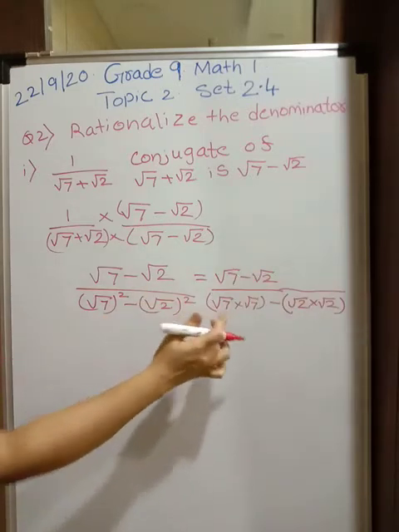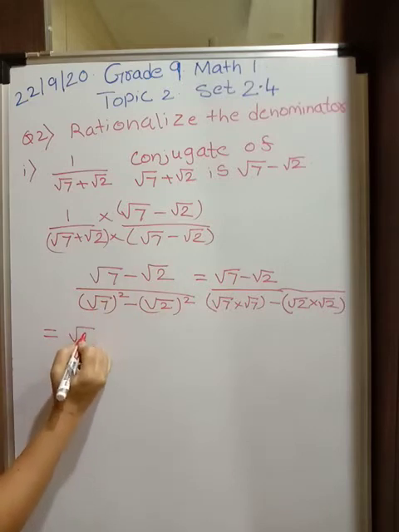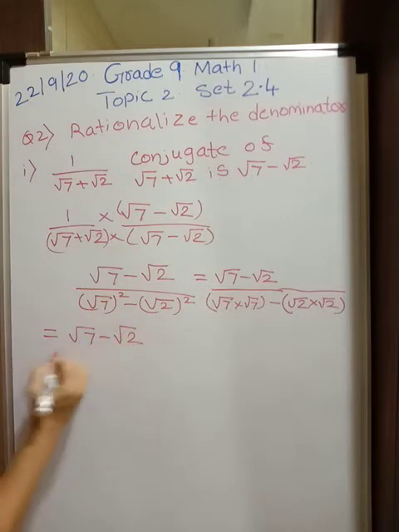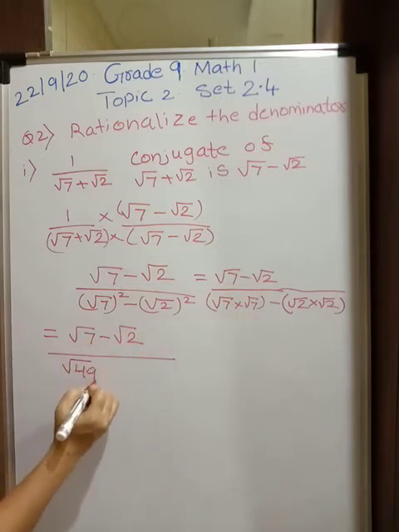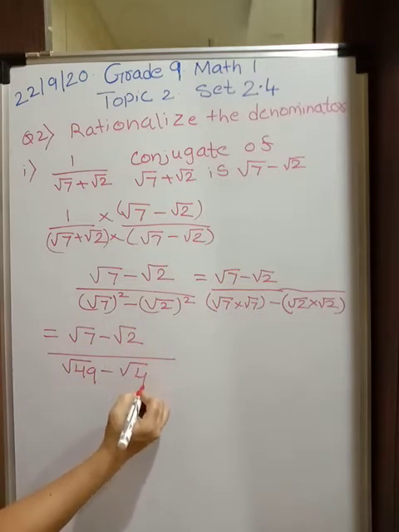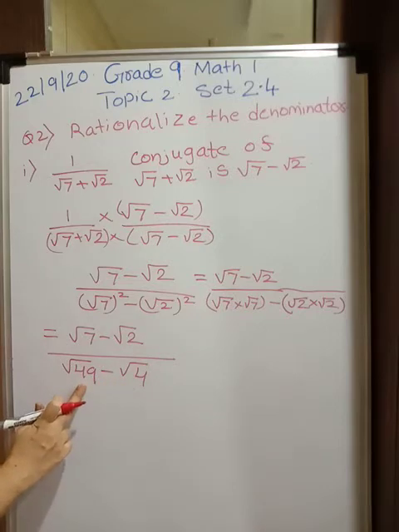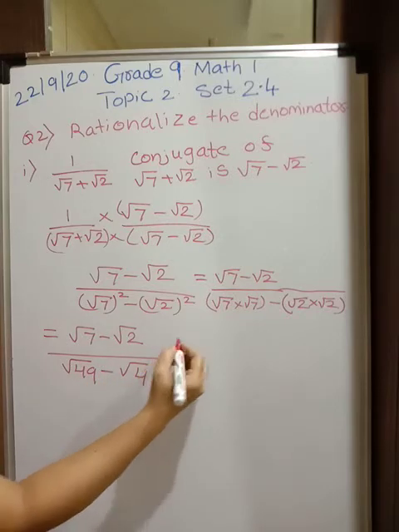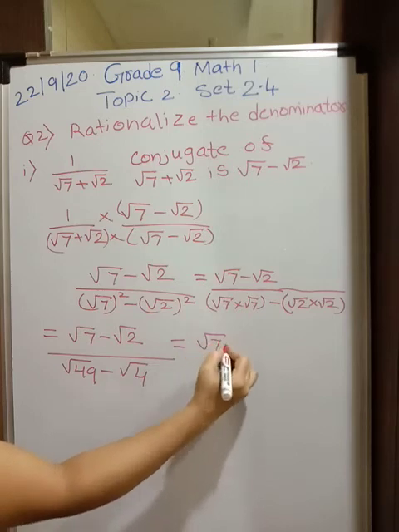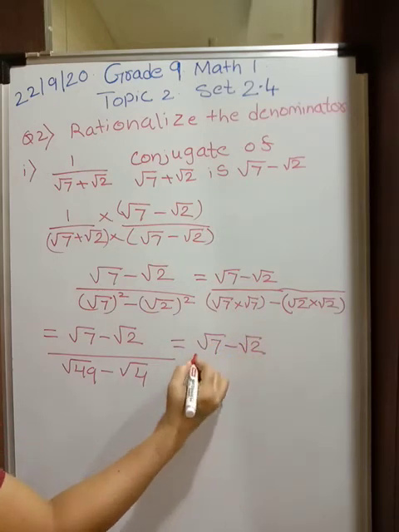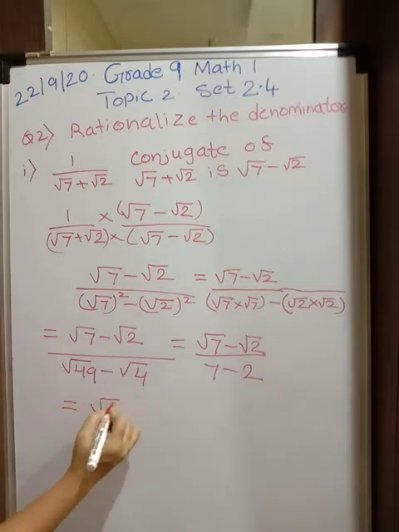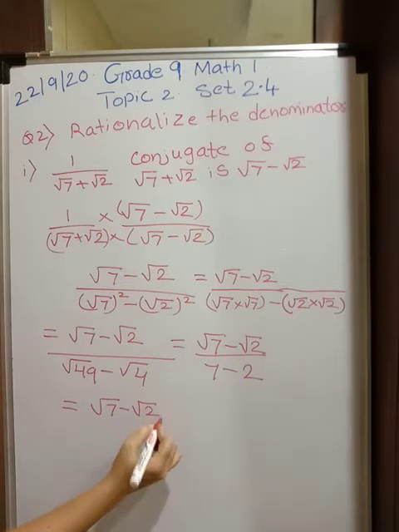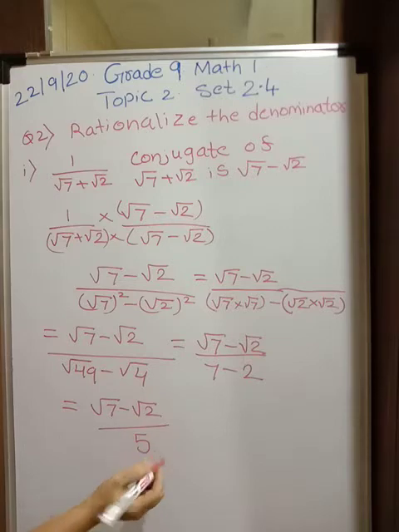Okay, now let us write this. So we get this as root 7 minus root 2 upon root 7 into root 7 is root of 49 minus root of 4. What is the square root of 49? It is 7 and this is 2. So what do you get? Root 7 minus root 2 upon 7 minus 2. So your answer is root 7 minus root 2 upon 5. We have rationalized the denominator.